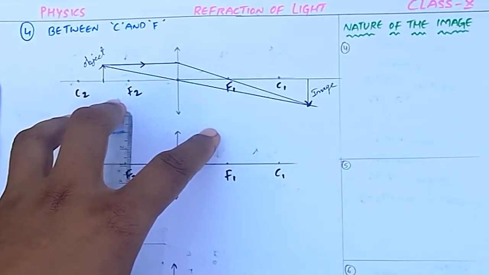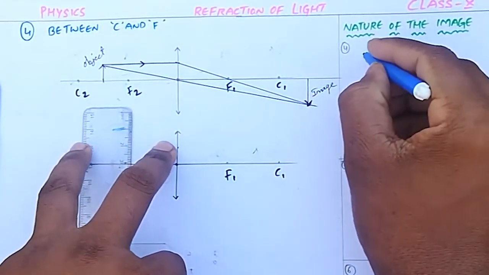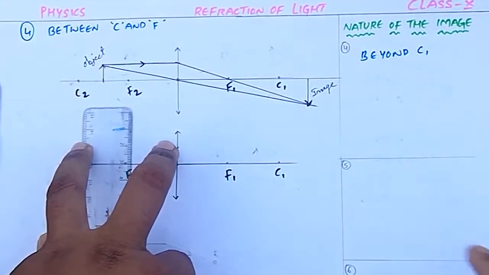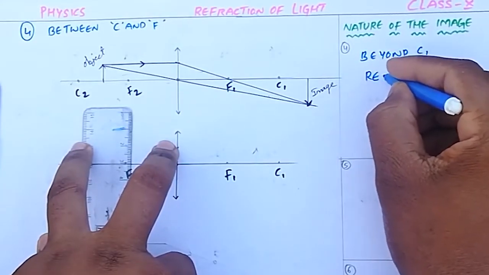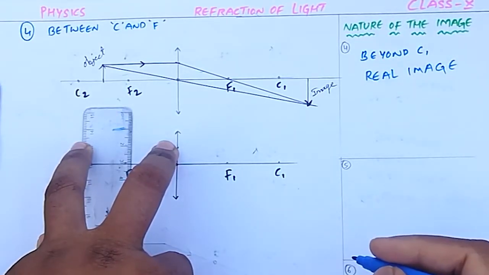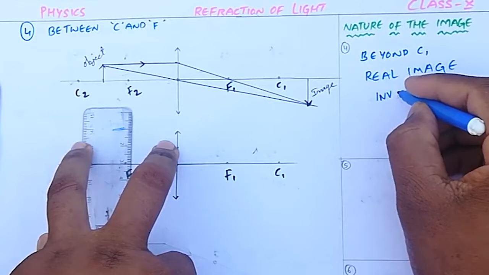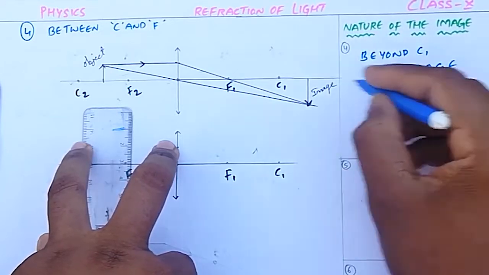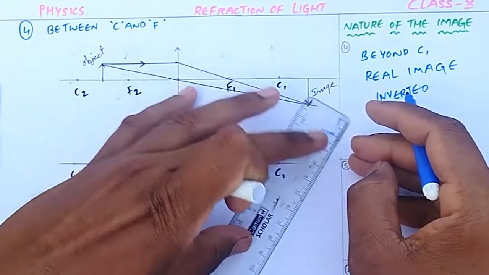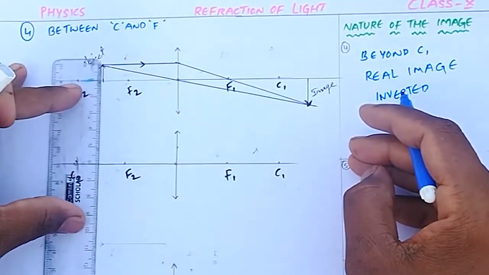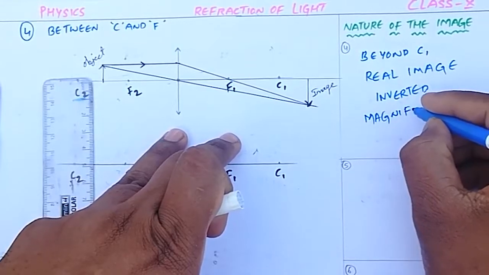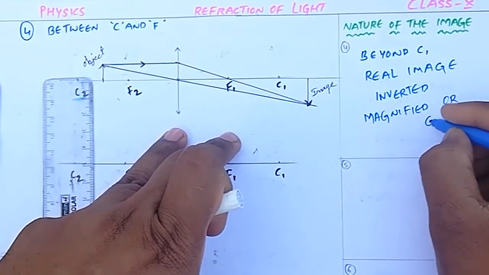What will be the nature? The image is formed beyond C1, so we can say this is again a real image, and inverted. This is the reverse of the object, so inverted. If you observe the size, it is greater than 1, nearly 1.5, so this is magnified, or we can say enlarged.